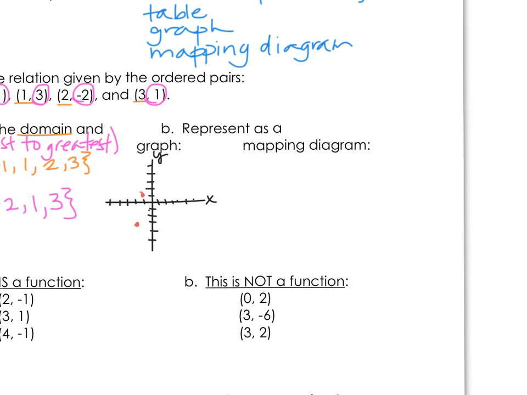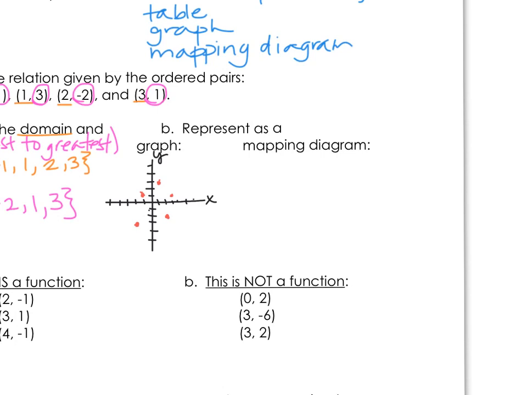(1, 3): count 1 to the right, up 3. There's a point in quadrant 1. (2, -2) puts us in quadrant 4. And then (3, 1) again puts us back up in quadrant 1. That's representing the given set of ordered pair values, the relation, as a graph.